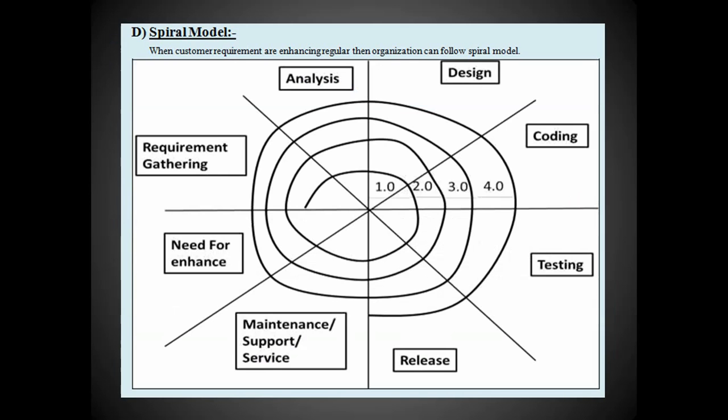Regularly, the client requirements are enhancing, and the organization can follow this model itself. Requirements gathering, here also the same story: requirements gathering, analysis, design, coding, testing, release, maintenance, support, and again we are having those enhancements. Again we start on it: designing, coding, testing, releasing.